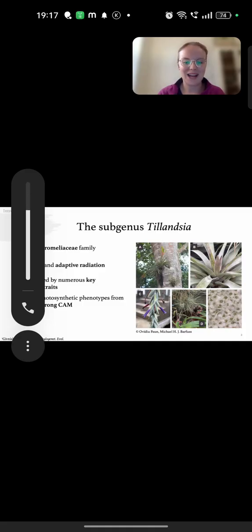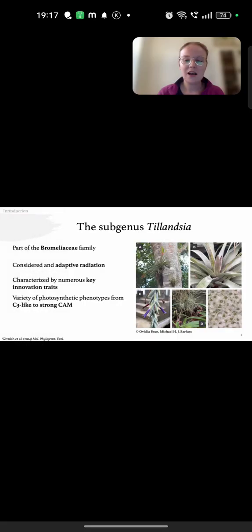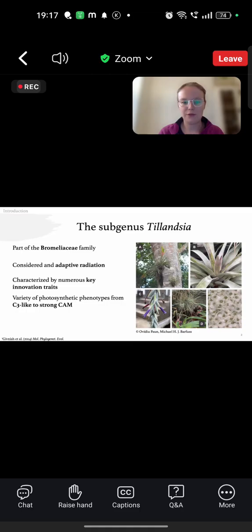It has evolved repeatedly and independently over many plant families, and it's an interesting trait for evolutionary biologists because it seems a complex trait, but it has evolved so many different times, making it paradoxical. So that's also another reason why we're interested in looking at this.